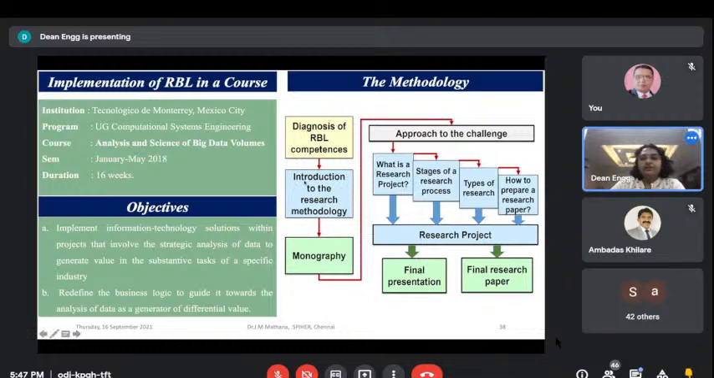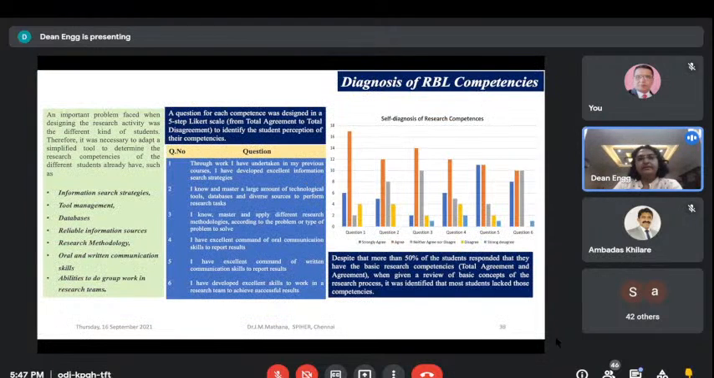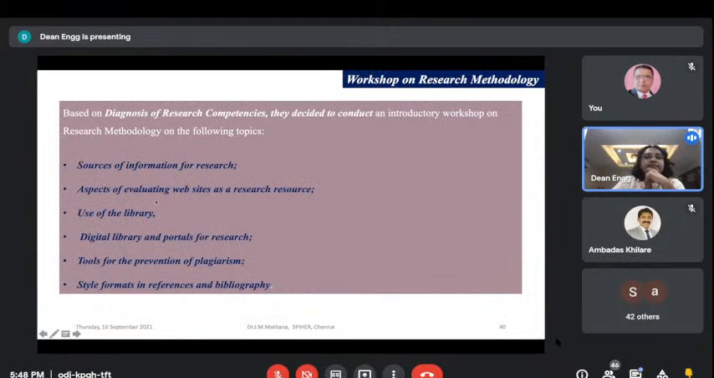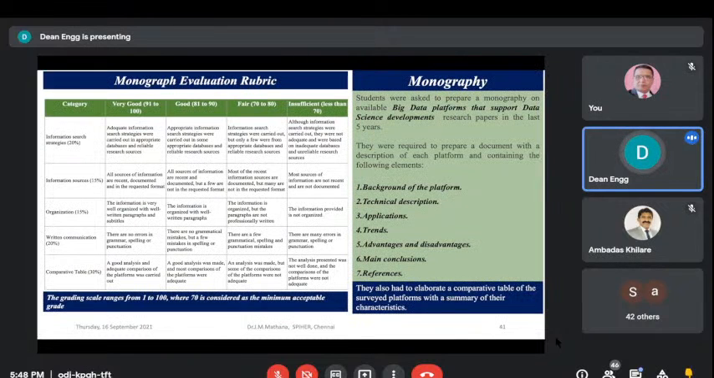So they conduct some workshop based on the survey. That is, here the workshop name is Source of Information for Research. Aspects of evaluating websites as a research resource. Use of the library, digital library. Okay, so these are all the different topics. What is monography? Monography means preparation of a report.